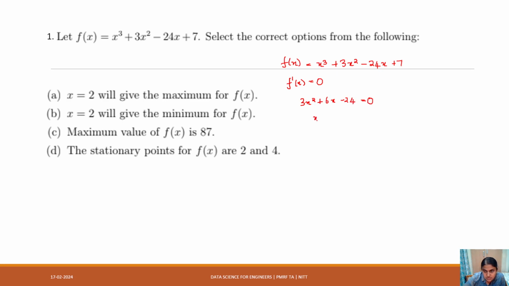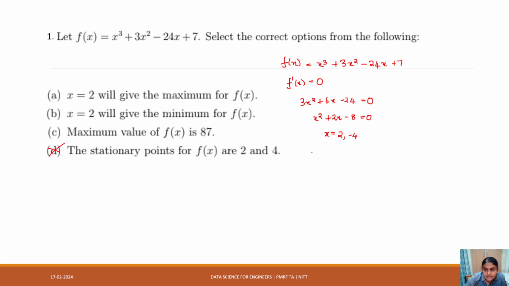That means you can simplify it as x square plus 2x minus 8 equal to 0. Solving this, you will get x equal to 2 and minus 4. These are the stationary points that you are getting. So 2 and minus 4 is the answer, so you can discard this option.